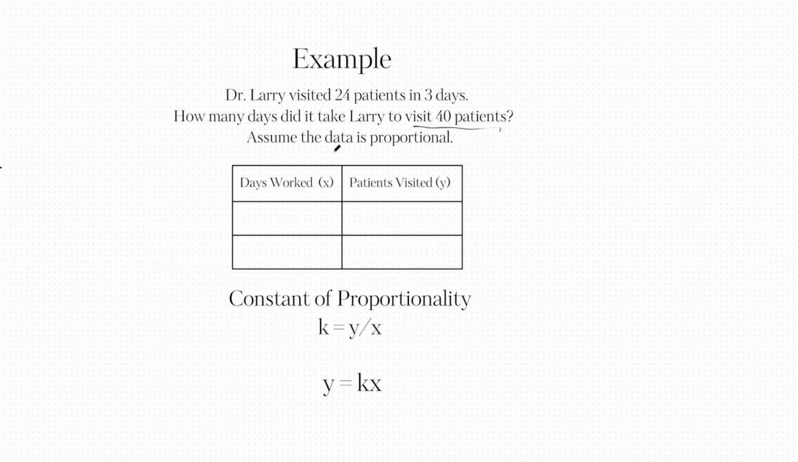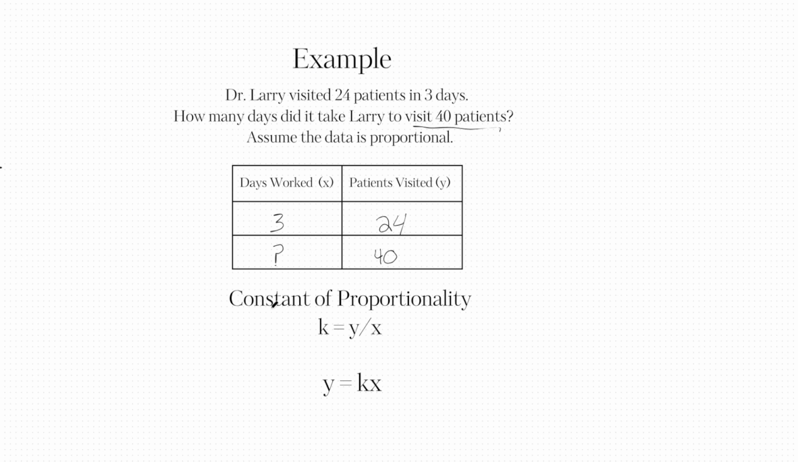First of all, notice we have a table. The days worked are the x values, and the patients visited are the y values. So let's fill in what we know. Dr. Larry visited 24 patients, so this is going to be the y value, in 3 days. And the question is, how many days did it take Larry to visit 40 patients? So this is going to be 40. We're going to use these equations to solve for this x value.